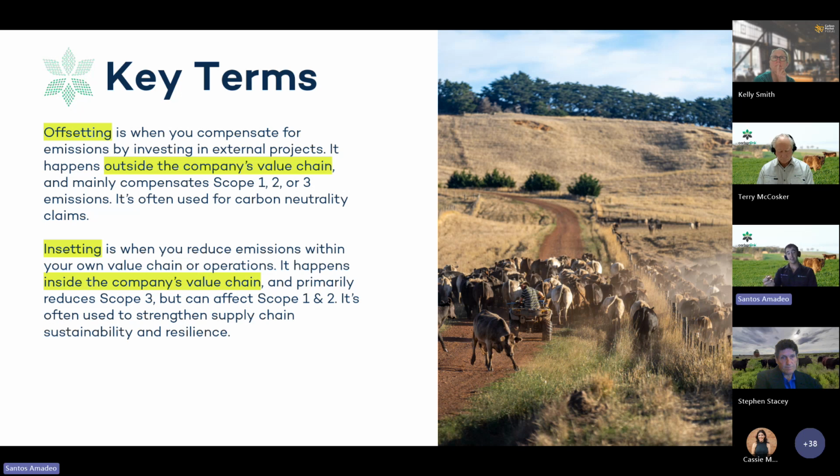If they invest in that, that's it. That's the reduction in scope 3. They cannot then use that reduction of a ton and offset it somewhere else. So that's important to notice, the difference between insetting and offsetting.